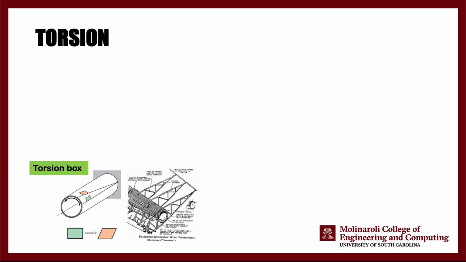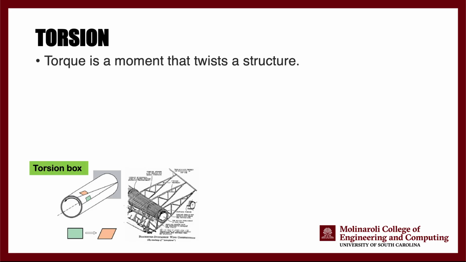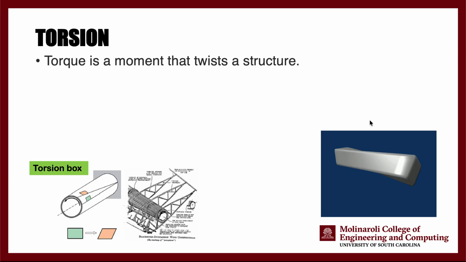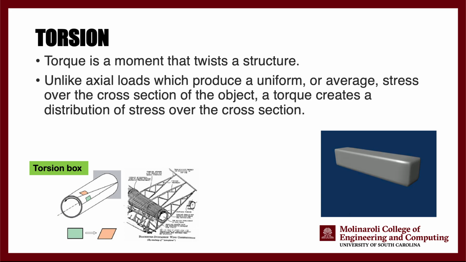Okay. The next thing we are going to analyze is torsion. Torsion is essentially when you apply torque to twist a structure like this. This is where the torsion deflection happens, right? In axial loads, we are going to produce a uniform stress over the cross section of the object. But the torque is going to create a distribution of stress. So essentially that is the main difference between an axial load and a torque or torsion scenario.